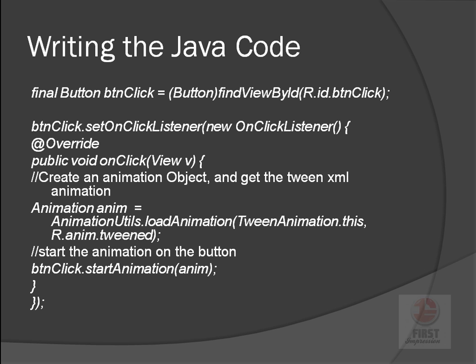Then we came to our Java code. We took the reference of the button. Inside the click listener for the button, we loaded the animation by saying AnimationUtils.loadAnimation, and then we started the animation on the button by saying btnClick.startAnimation. This will actually perform a tween animation on the button.